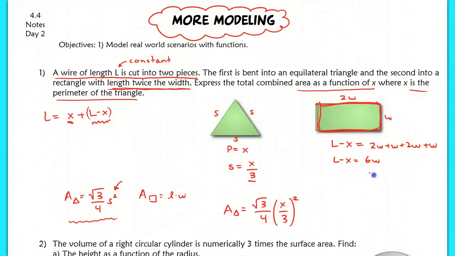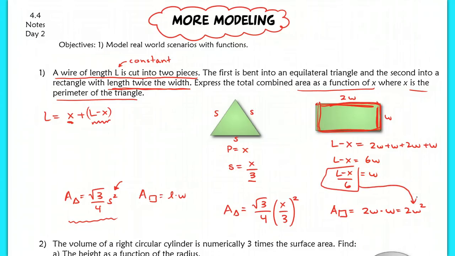So L minus x equals 6w. Now I'm going to solve for w and isolate that w, because the area of that rectangle is given by 2w times w, right? We're doing just length times width, so 2w times w, and I get 2w squared. And now I can substitute this in for w right into here. Okay? So if I do that, I end up with 2 times (L minus x over 6) squared. Now, in terms of the triangle and the rectangle, I have both of these functions written in terms of x. Remember, L is just a constant, it's not really a variable.